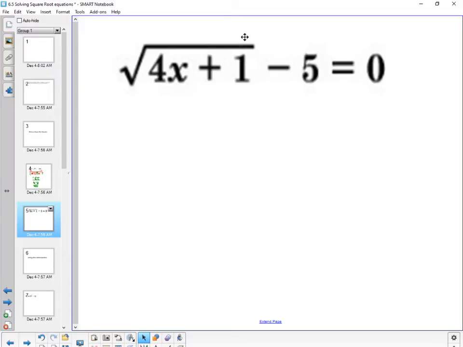Well, you want to have 5 on the other side, and then since it's square, you want to do the opposite of that.